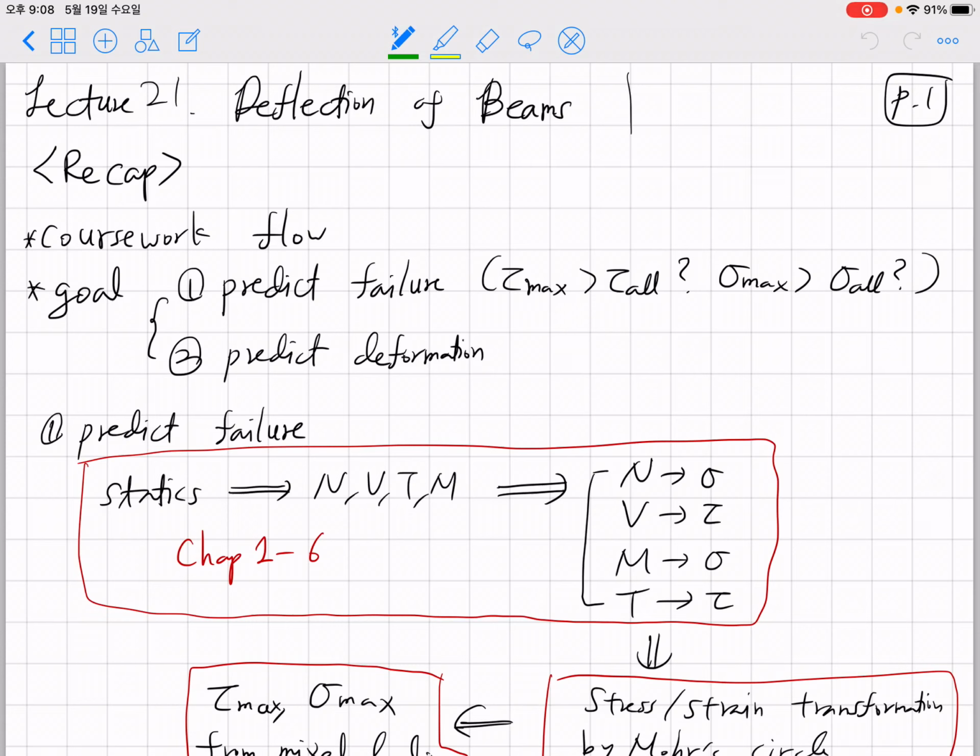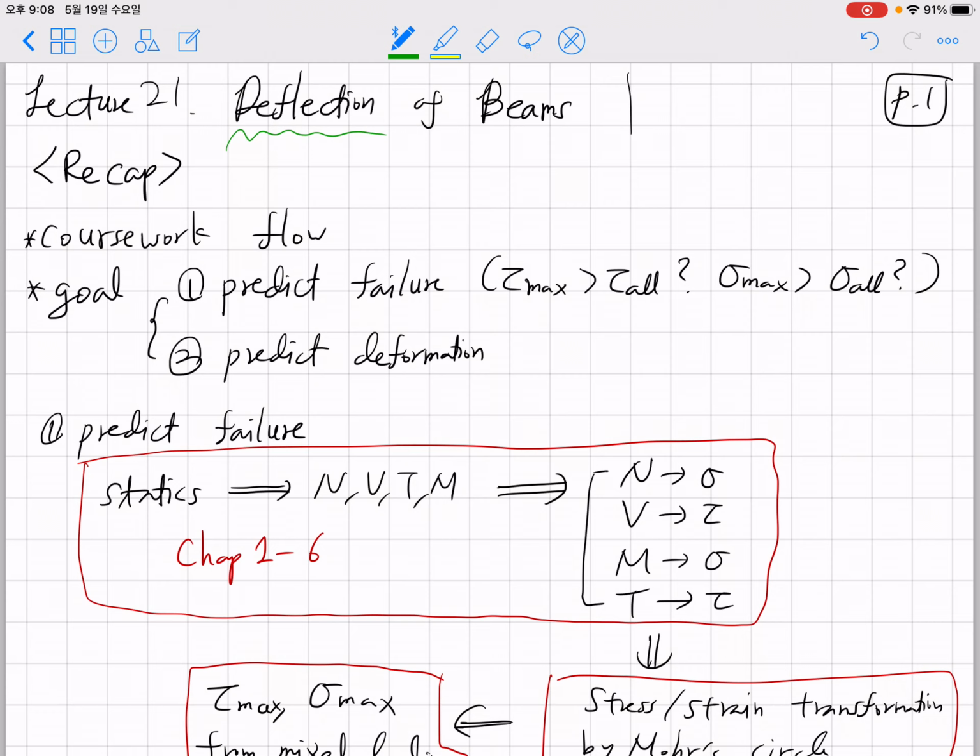Hi everyone. Today we'll have a completely new section of ME231. So until now, we discussed how to obtain the maximum stress out of the statics and out of the stress-strain relationship, etc. However, from now on, we'll talk about how we can predict the deformation and deflection of structures. Okay.